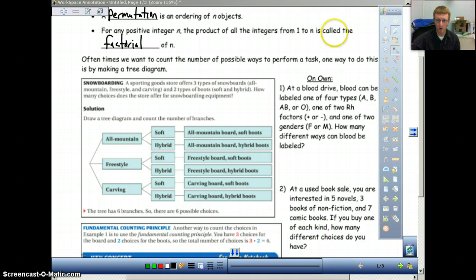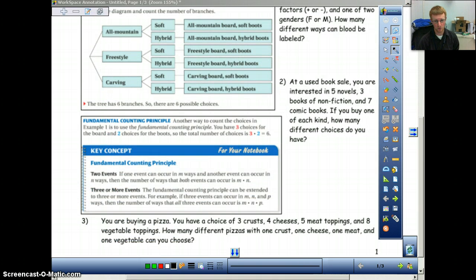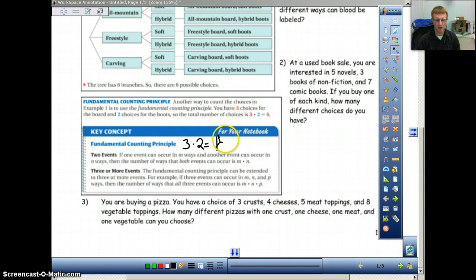Now there is a better way to do that, and it's called the counting principle. All you do is multiply the number of choices that you have. So if we have 2 events, in this case, up here, the type of snowboard, we have 3. Over here, the type of boot, we had 2 types of boot. So if we just take the number of choices here and the number of choices here and multiply them, you get 6, which is why you got 6 up here. It's just a little bit easier to multiply them to get your 6.